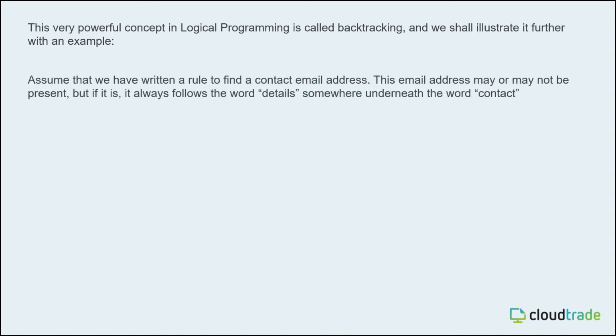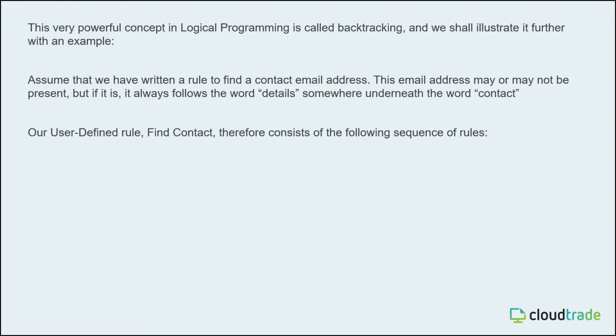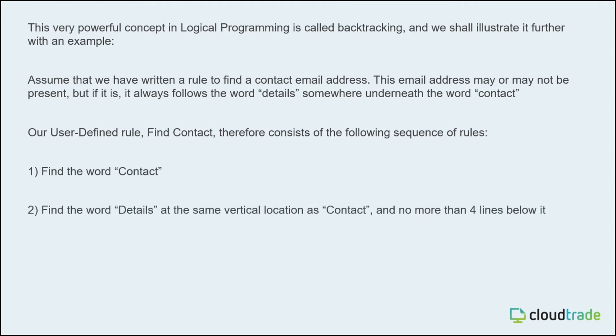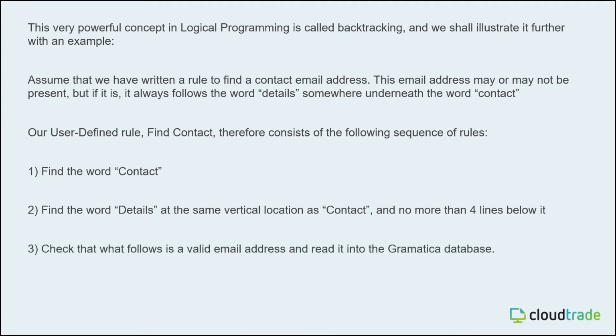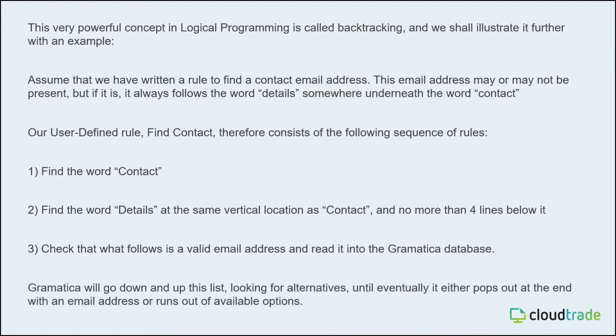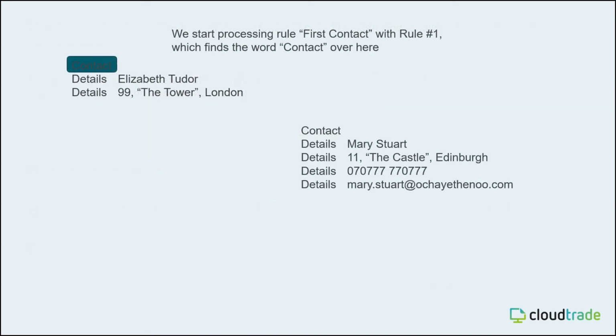Assume we've written a rule to find a contact email address. That email address may or may not be present, but it always follows the word details somewhere underneath the word contact. Our user-defined rule find contact would consist of the following sequence of rules. Find the word contact, find the word details at the same vertical location but say no more than 4 lines below it, check that what follows is a valid email address and read it into the Grammatical database. Grammatical will go down and up this list looking for alternatives until eventually it either pops out at the end with an email address or runs out of available options. For example, here we start off by finding the word contact in blue.